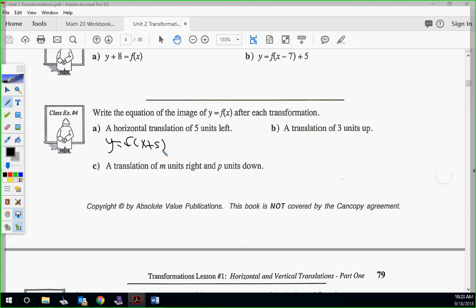Translation of 3 units up. Y equals f of x plus 3, outside, because it's not affected. It's just going up and down. Plus 3.